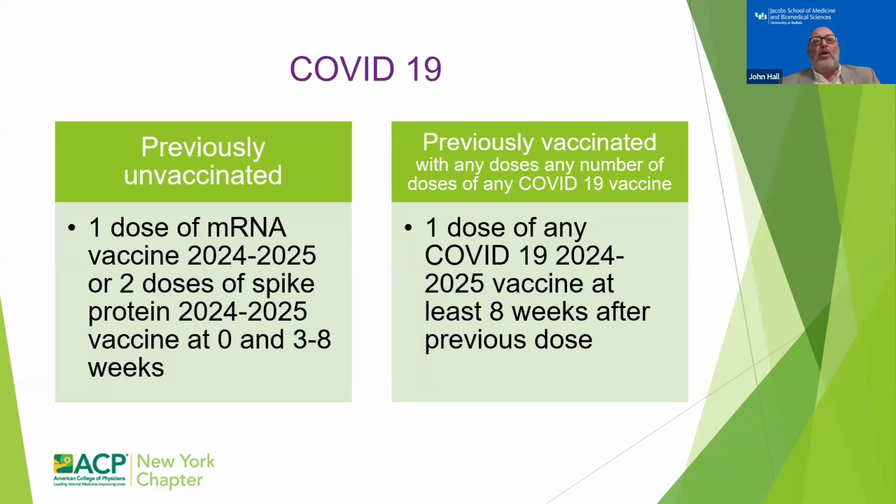So in terms of what we know about what to do with people that have been previously unvaccinated, they should receive either a single dose of the 24-25 mRNA vaccine or 2 doses of the spike protein vaccine, which is the Novavax, and that should be given at time 0, and then the second dose at somewhere between 3 and 8 weeks. If someone has been previously vaccinated with any other preparation of a COVID-19 vaccine, they can receive a single dose of any 2024-25 preparation, but that should be at least 8 weeks after the most recent dose.